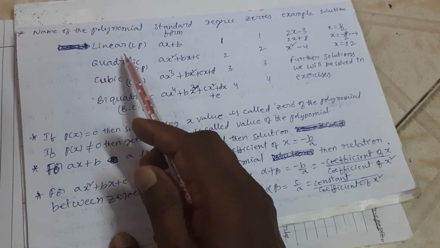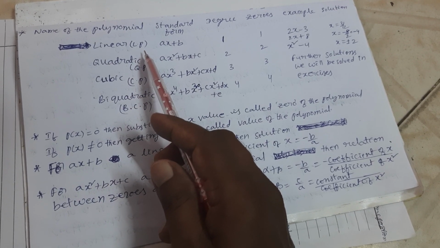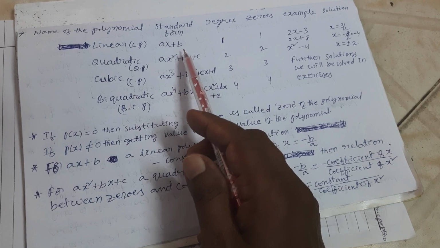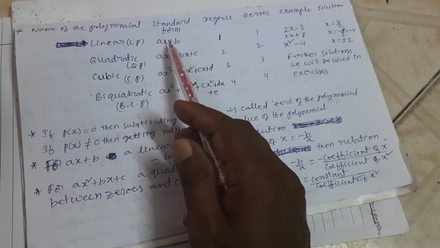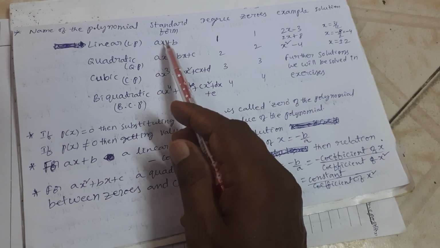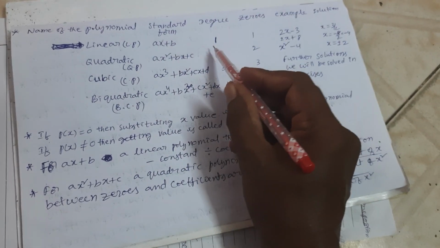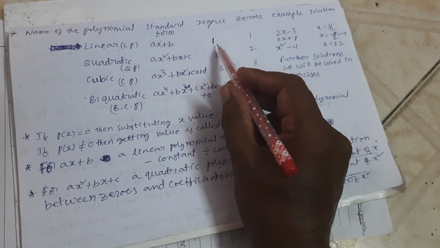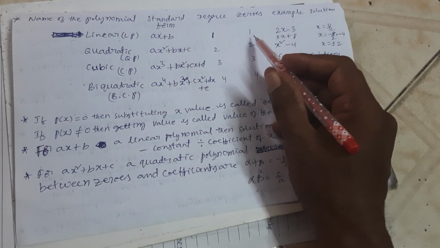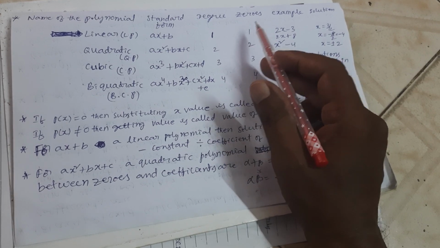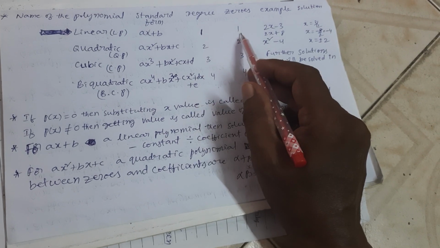First, the linear polynomial, short form LP. Its standard form or general form is ax plus b. The highest power of the variable x is not written, you can take it as 1. So its degree, the highest power, is 1. Number of zeros is only 1. How many zeros there are, we can say based on the degree only.